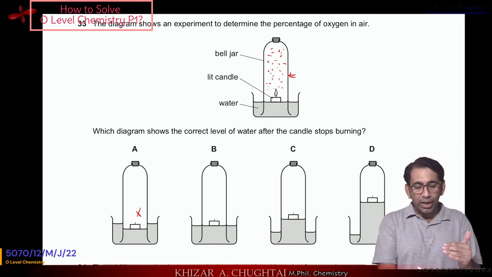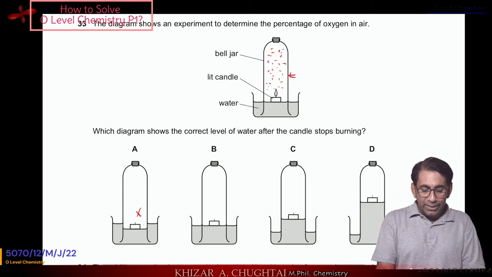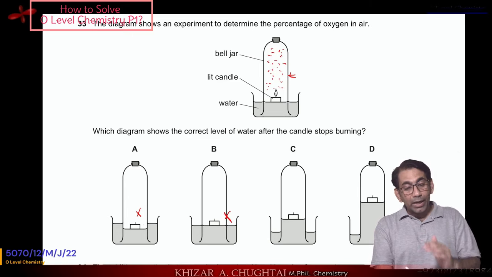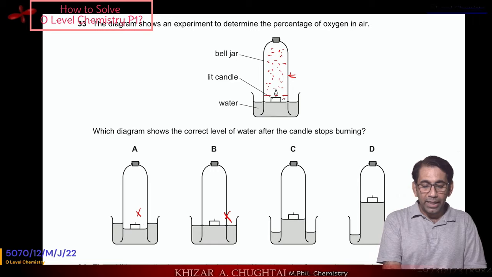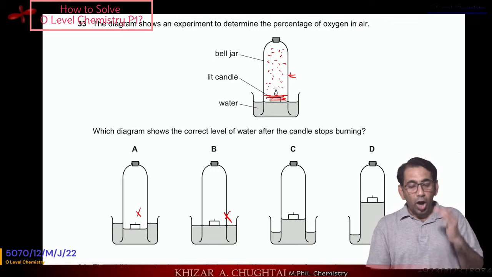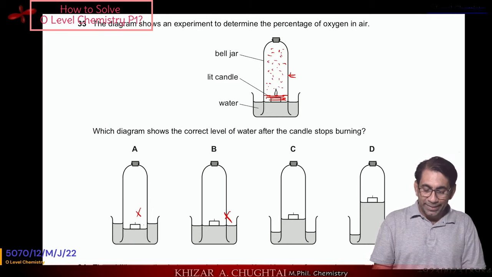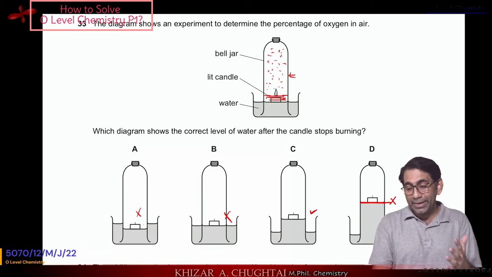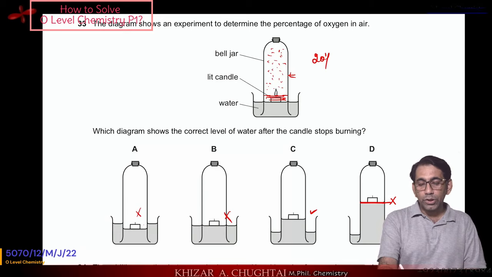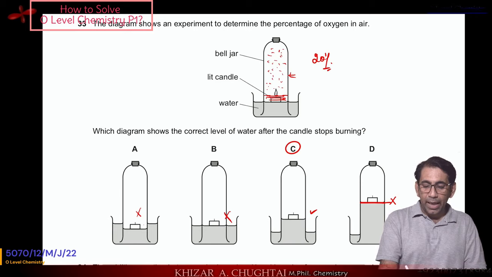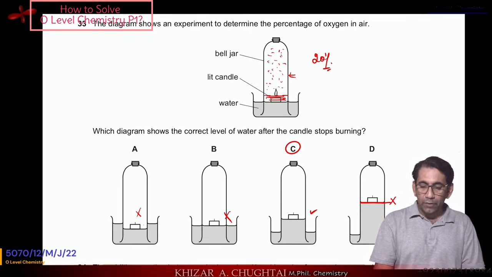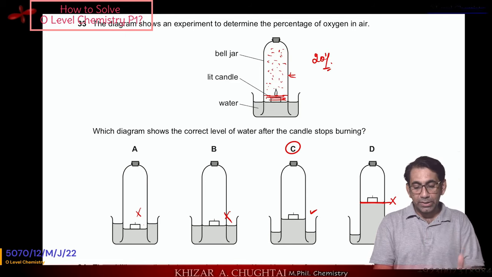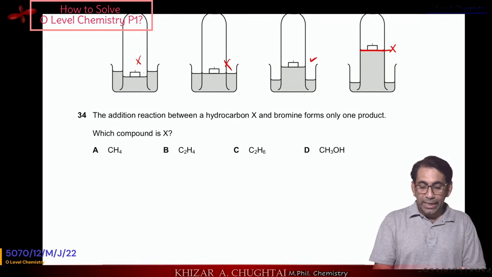Again, it's showing the lower level of water. Water is having the same volume, it's incorrect. Volume of the water must be higher than that of the previous one after the consumption of oxygen present in the air. This could be the correct one, and this is again incorrect. The percentage of oxygen is not 50% in the air, it is just almost 20%. So C is the appropriate representation after the complete reaction of this candle. So C is the correct option.